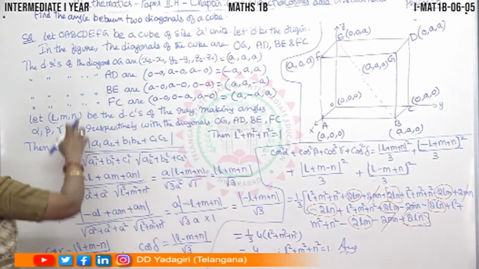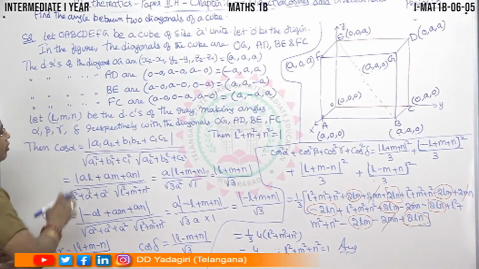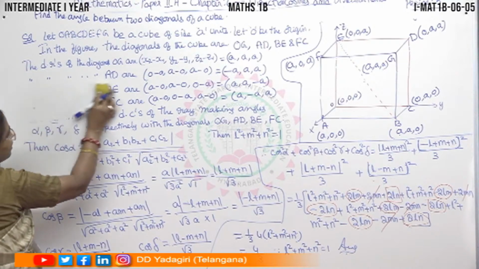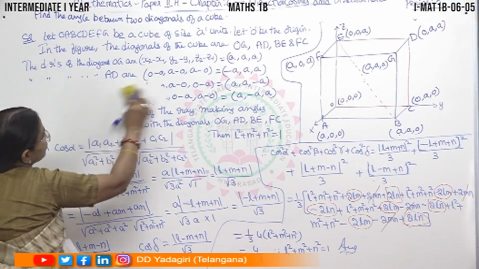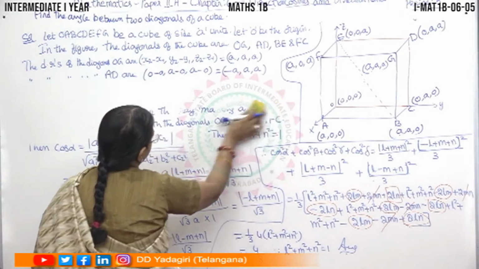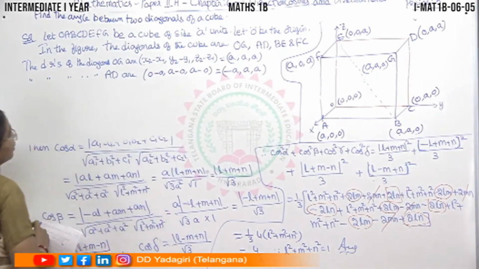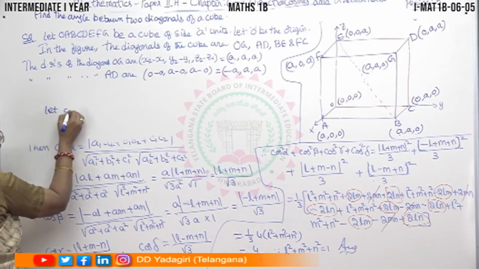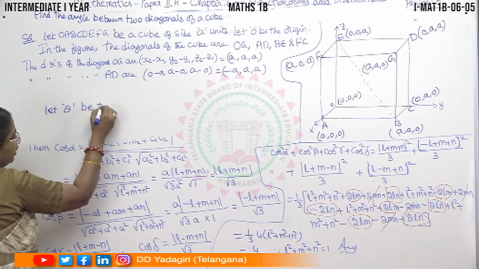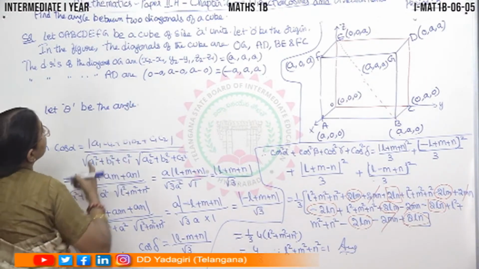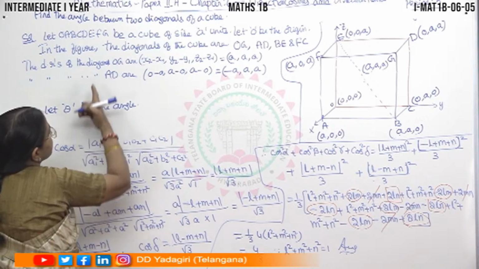So you take any two diagonals here. All 4 diagonals are not necessary. Any 2 diagonals are enough. Suppose I take the first 2 diagonals. So these are the direction ratios of the first 2 diagonals. Now let theta be the angle between the diagonals. You must find the angle between 2 diagonals, any 2 diagonals.